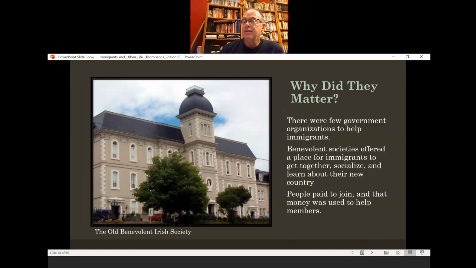So these benevolent societies are giving people a chance to get together and socialize. Now, I said there weren't buildings, but I guess I was wrong. I'd forgotten that a few of them, like this Irish society, did have a location where people could come and learn about their new country. So people paid to join, and money was used to help these new members.